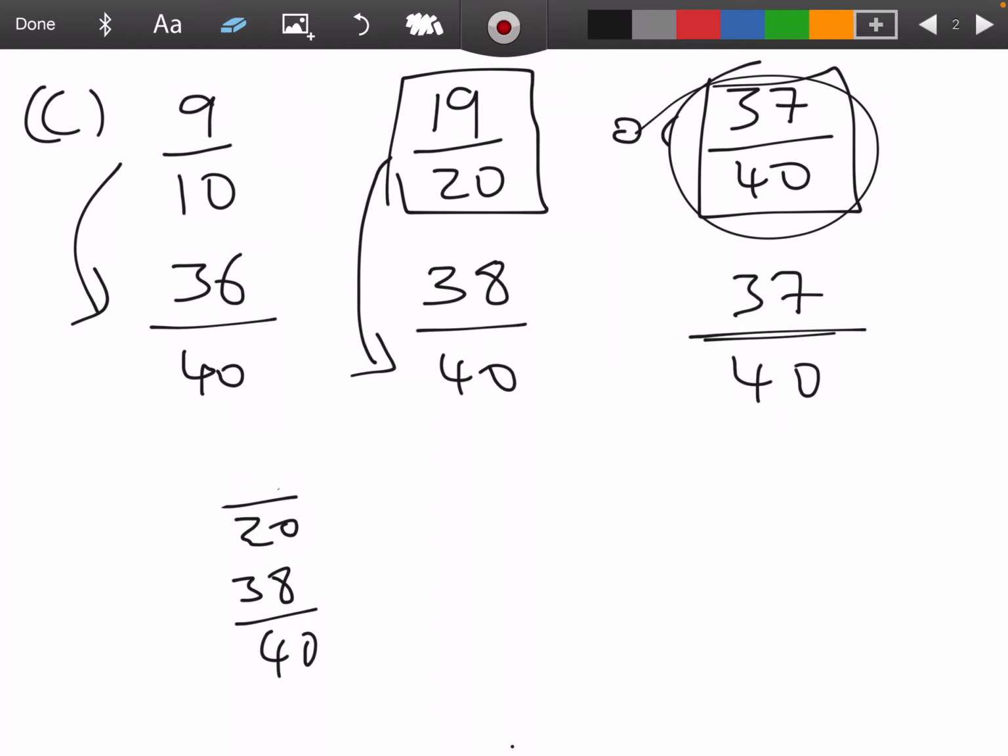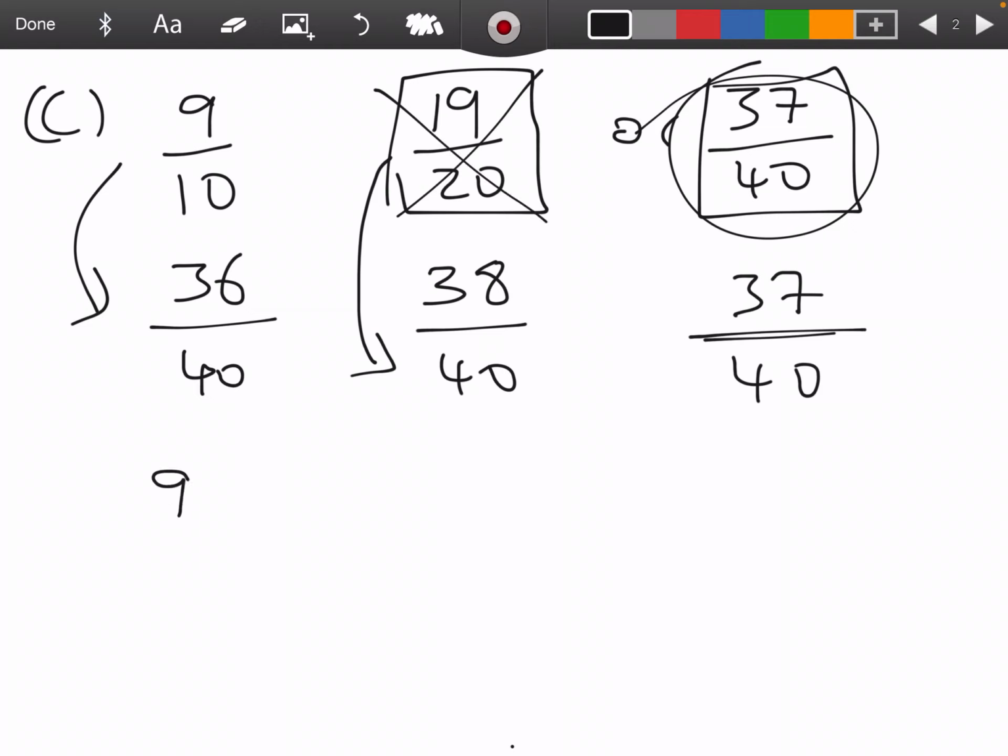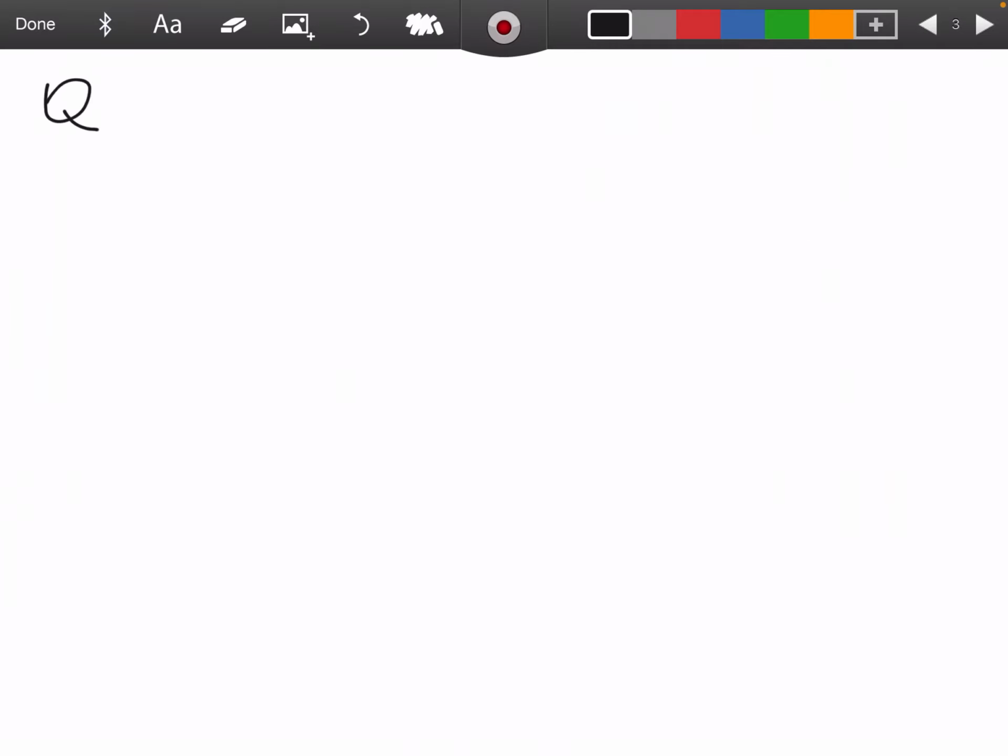So 19 over 20 is further away. So we can discount that one. So we forget about that. So we can say 9 over 10 is closer to 37 over 40. And it's because when you put them with the same denominator, we can see which is closer to another. Okay. Question 9 then.